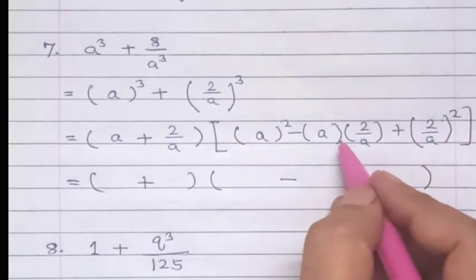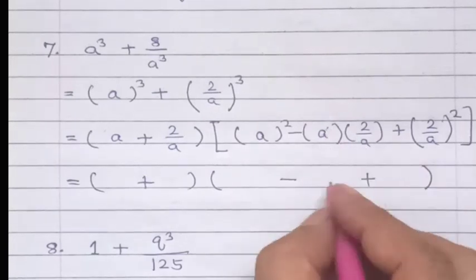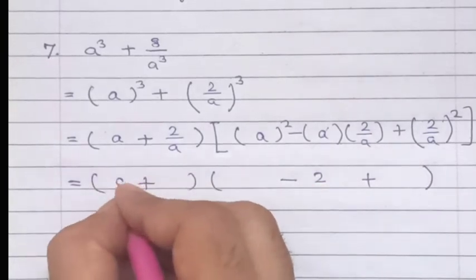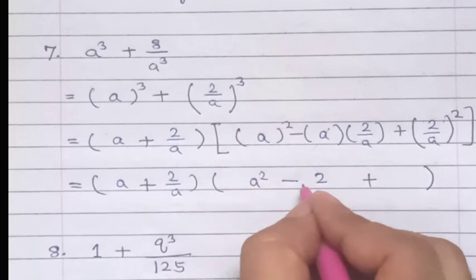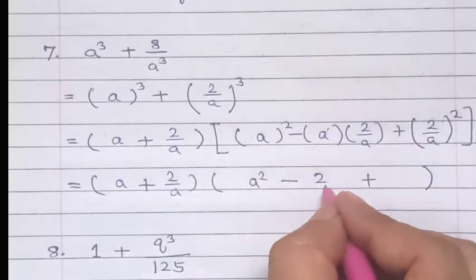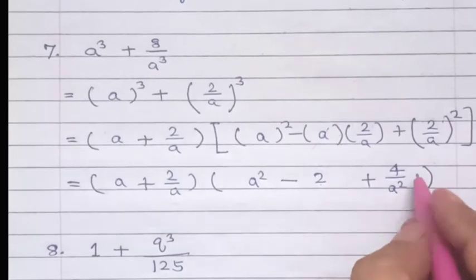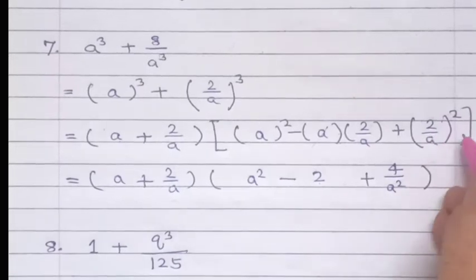Once again this a gets cancelled and get only 2. So a plus 2 upon a, then a square, minus 2, plus 4 upon a square, which is the whole square of 2 upon a.